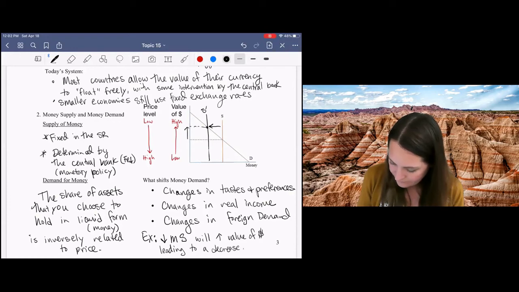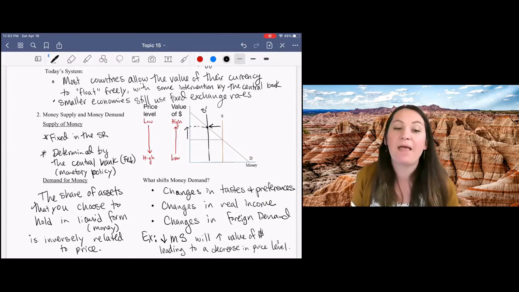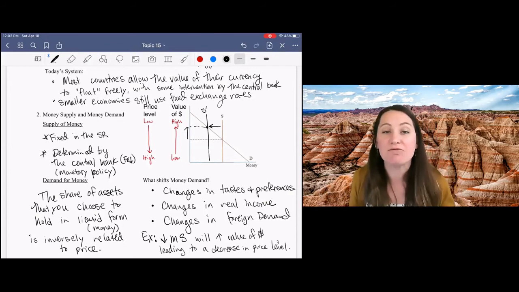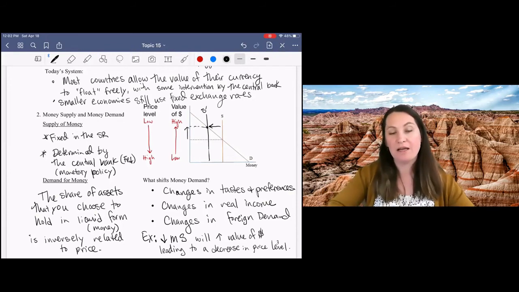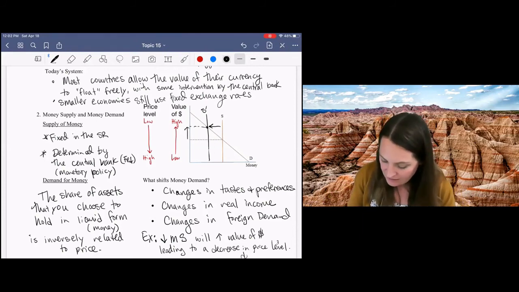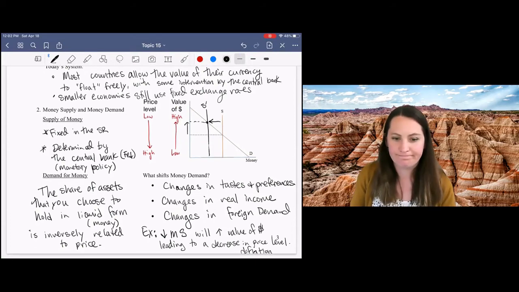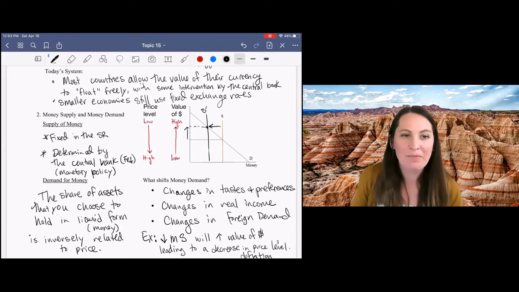And that is something we would call deflation. Inflation would be an increase in the general price level. Deflation is a decrease in the general price level. Kind of at the bottom of the page there.